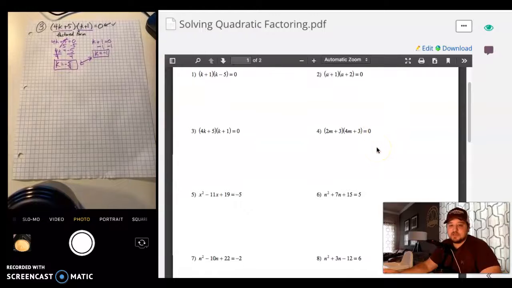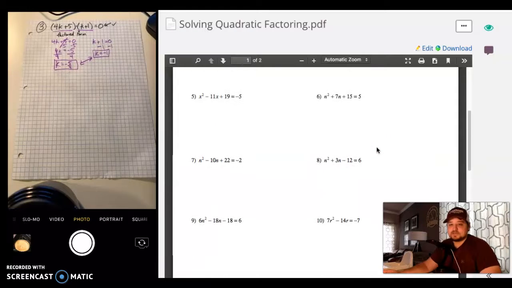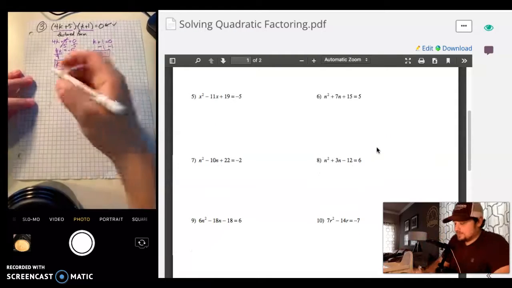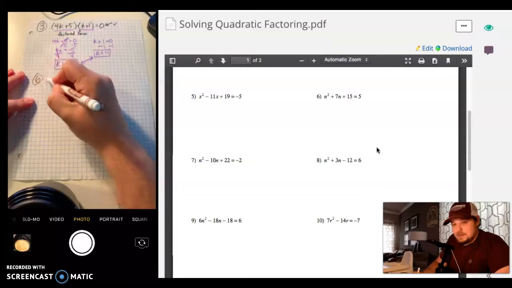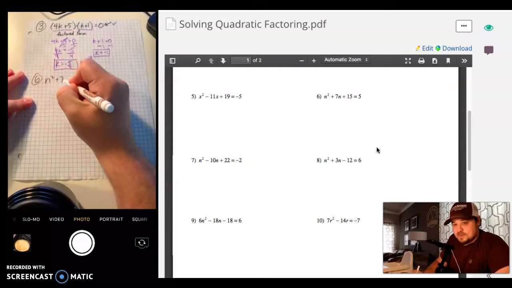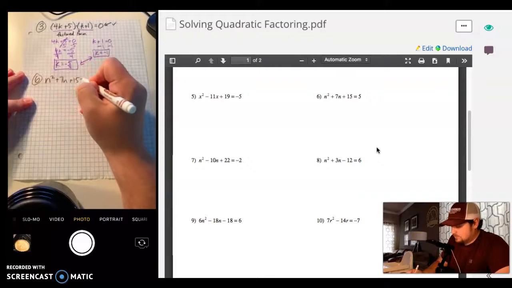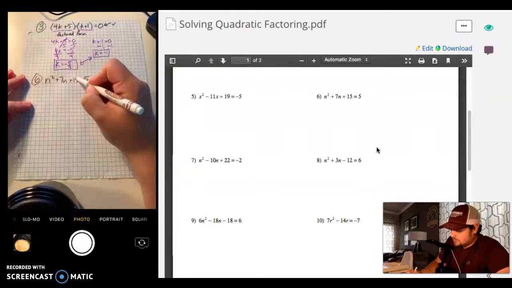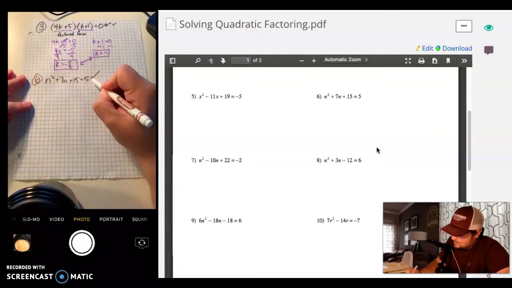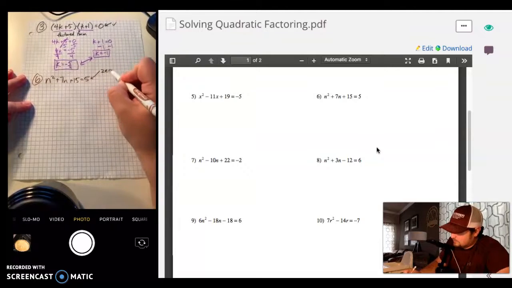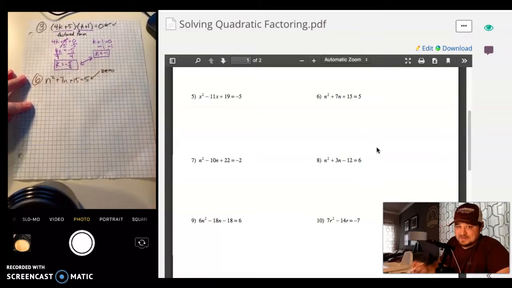This time I would like to do number 6. All right, so number 6 looks like this: n squared plus 7n plus 15 equals 5. Now, the reason I wanted to do number 6 is because I look here and I don't see a 0. I see something else. I need to make that a 0.